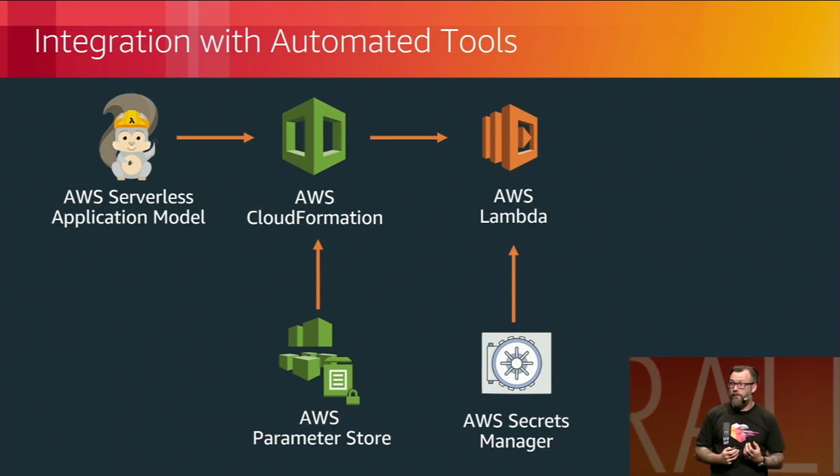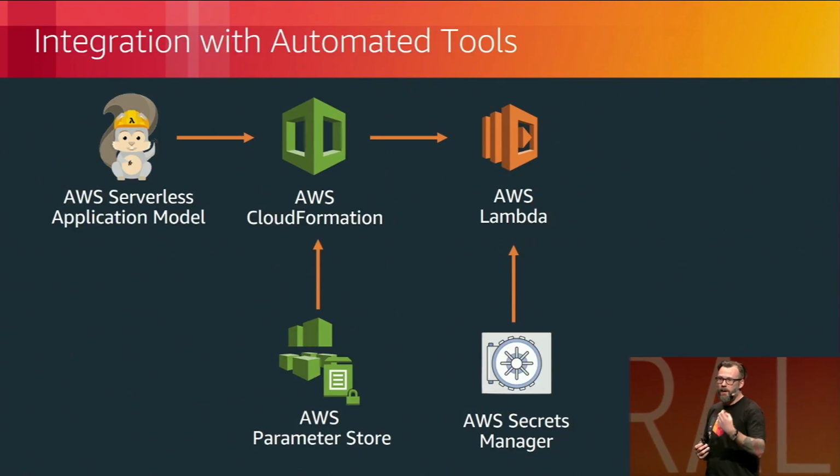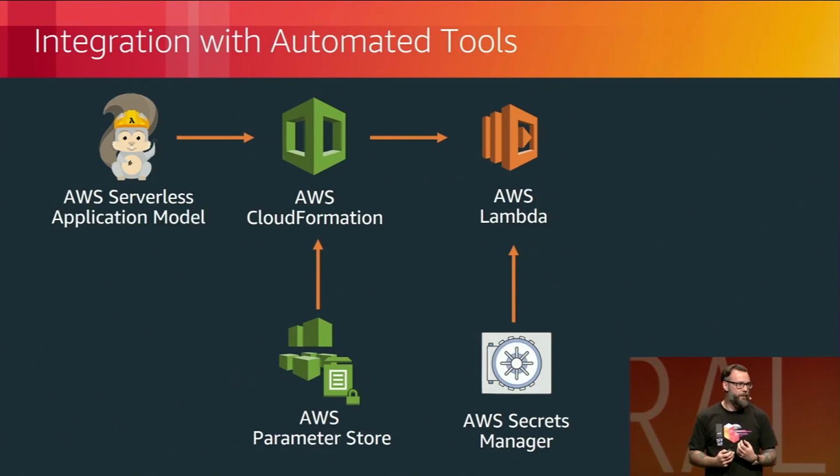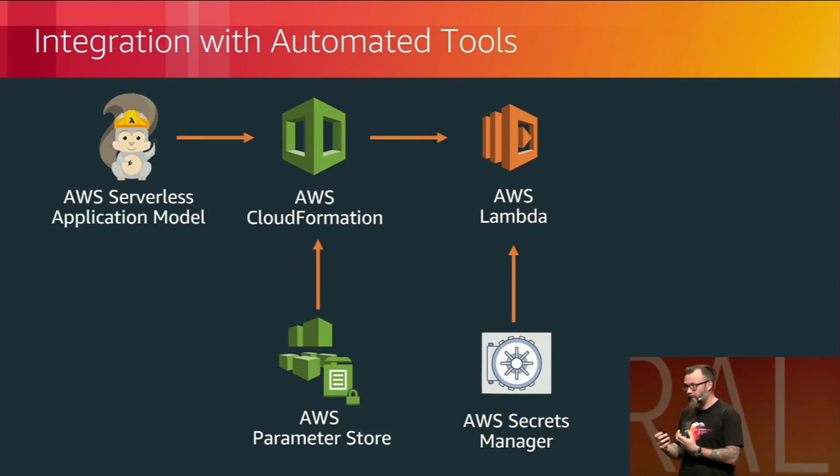So in your CloudFormation, you're using parameter store as a reference. Then when you build your serverless application, the Lambda component of that application can go and pull directly from Secrets Manager the secrets that are required at runtime, which means that you, again, just need to know where to go and get the secrets from. You don't actually need to get the secrets themselves.